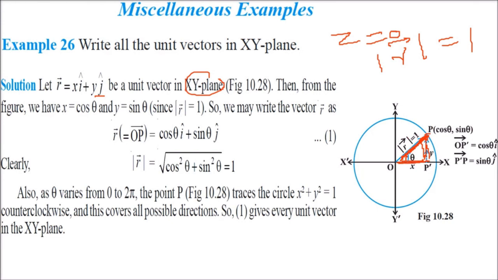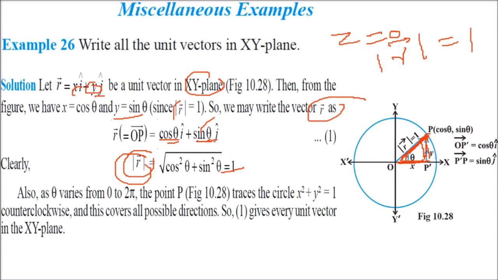And from the figure it's quite clear, x is 1 cos theta, y is 1 sin theta, because the magnitude of r is 1. Now we may write this vector r, with an arrow above, as a vector, which is represented by OP here. It is cos theta i plus sin theta j. What is the magnitude? Under root of cos square theta plus sin square theta, which is equal to 1. So this is the mod. Mod basically is the magnitude.